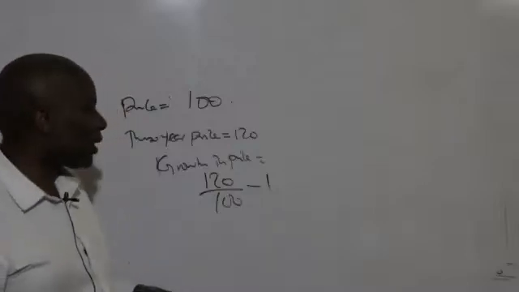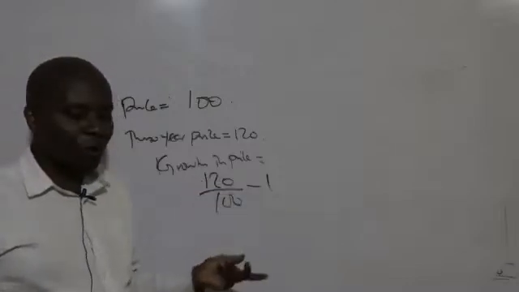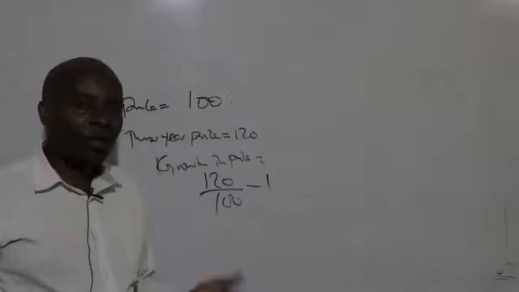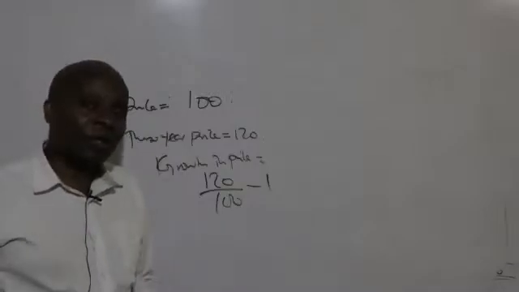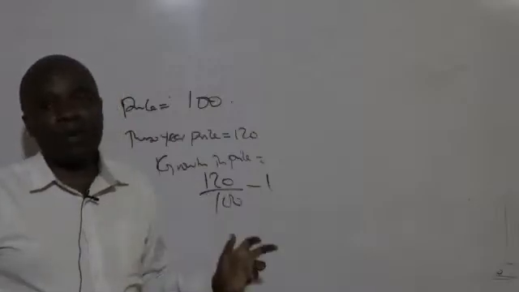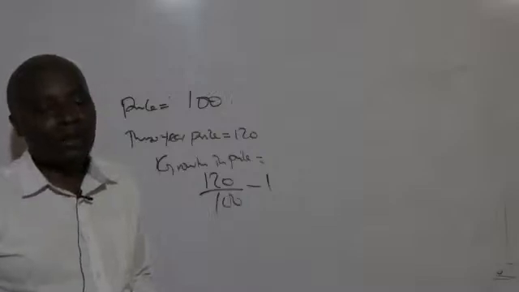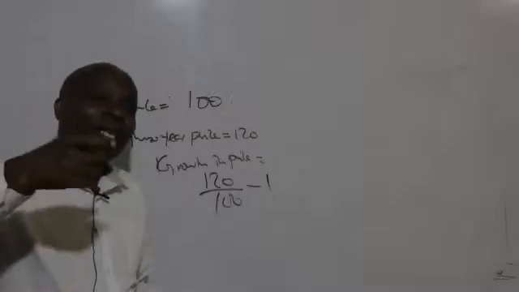So if you do that, you'll see the final answer being 1.2 minus 1 is 0.2, which is the same as 20%. So the same case with our growth rate of dividends. Take the current dividend divided by the oldest dividend. Only that this time around, we must talk of the nth root. But we have to deduct 1 at the end. If you don't deduct 1, you end up getting an answer which is more than 100%.